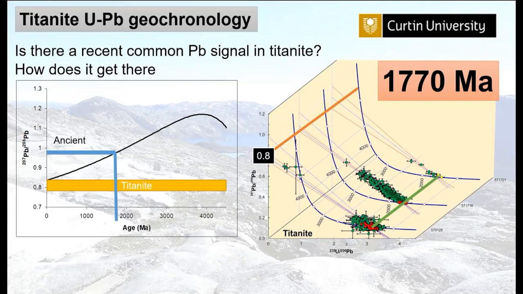Or is 0.8 some sort of mixed signal of ancient common lead and some radiogenic lead from the precursor mineral that our titanite grew from? That's quite an important question to address because it has a bearing on how we think titanite has grown, but it also has a bearing on how you might perform common lead corrections on titanite. Is it okay to use a regional lead model, predict a common lead value, and use that to project through your data to calculate an age? Or do we need to consider other processes there?